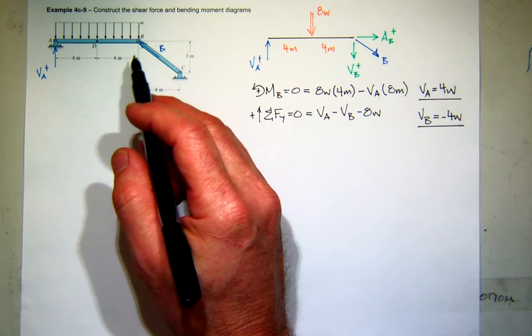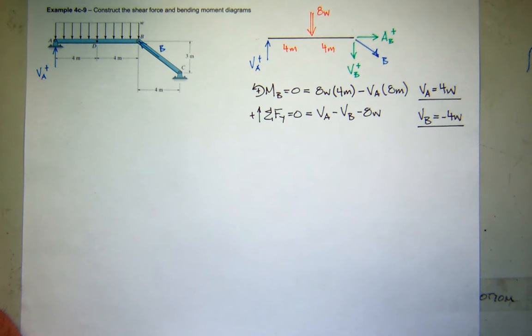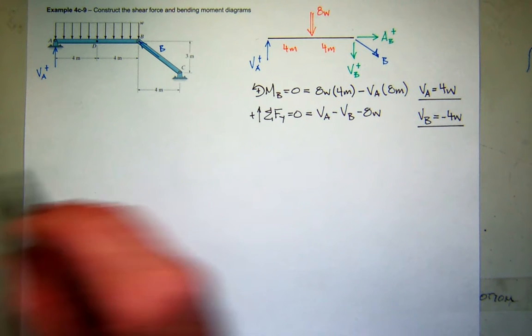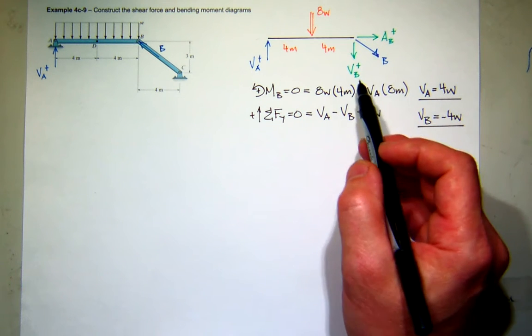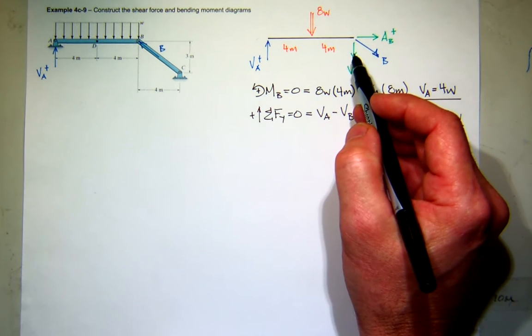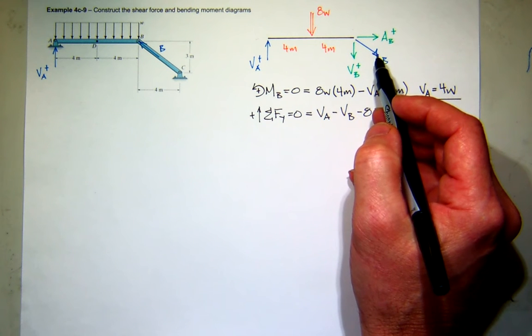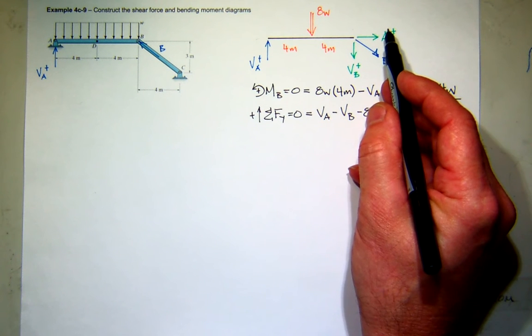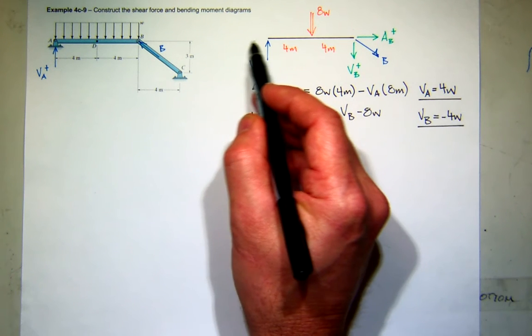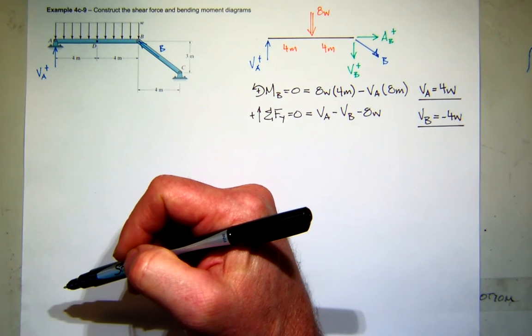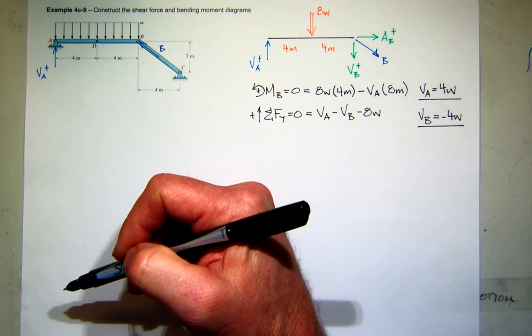You don't have to do anything with force B. I don't care about the X component. I mean, once I found the shear at A, I could figure out what B was, and then I could find the axial component, and then I could also find my reaction over here. But I don't care about axial force. We're not drawing an axial force diagram.